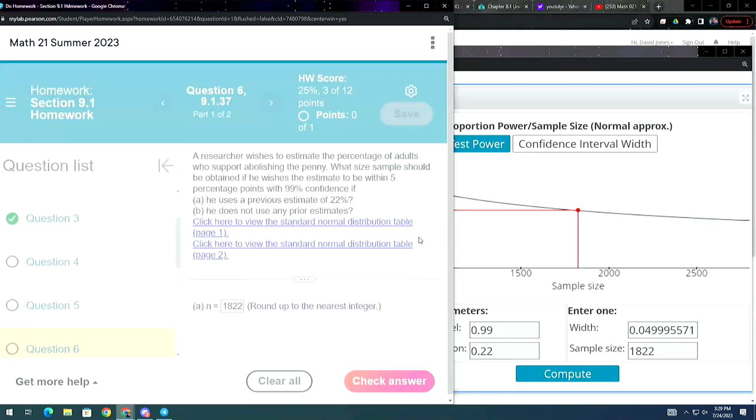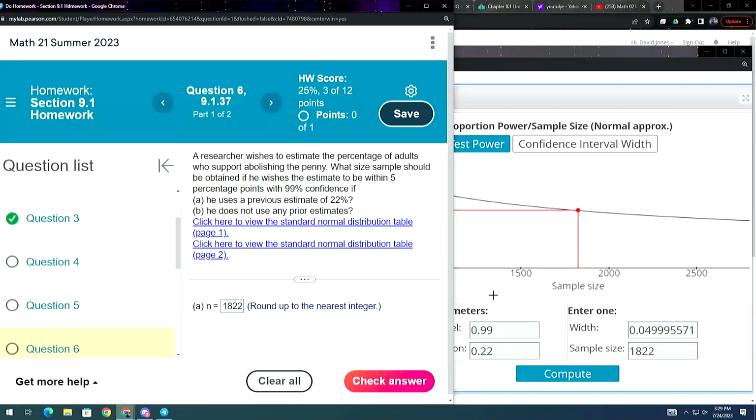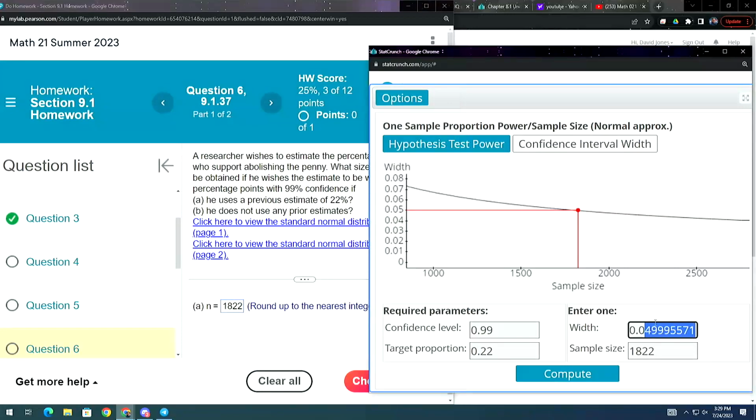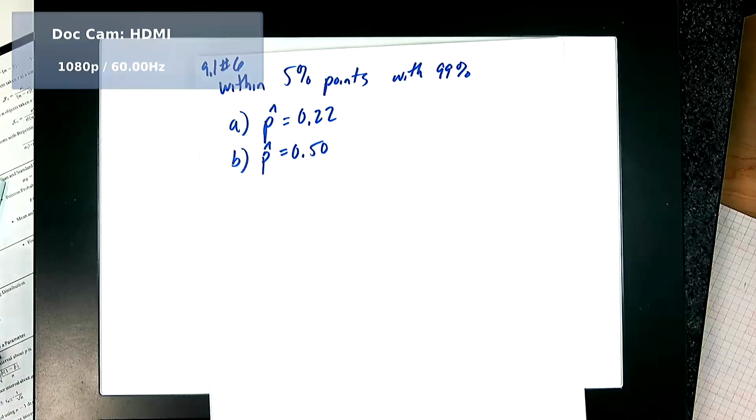What did I do wrong? Are you wanting the width? Oh, width. Okay, so which graph is this? I'll put it over in here.